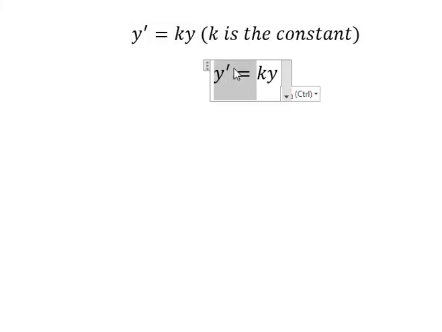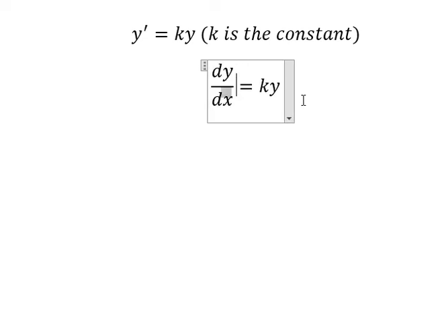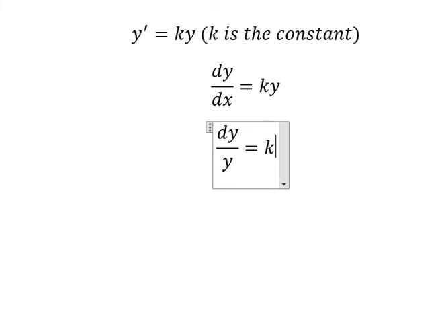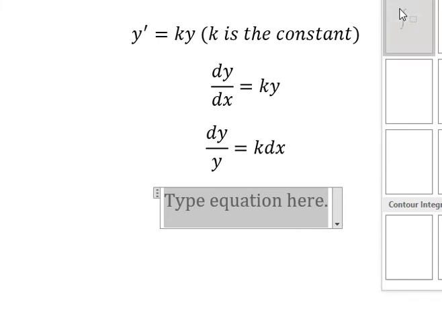So first, the derivative of the function in here, we can write as dy over dx. Next, y will go to the left, dx will go to the right, and we get dy over y equals k dx. Next, we put the integration on both sides.